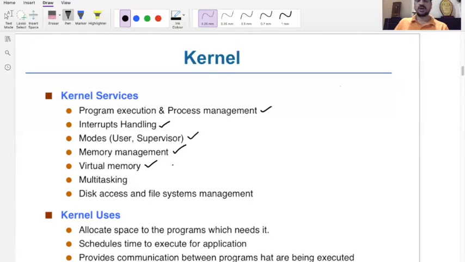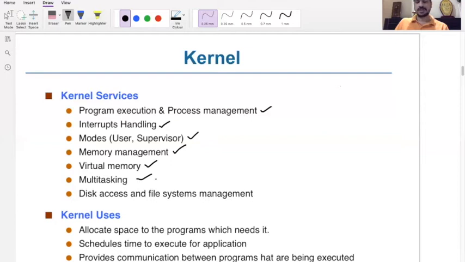So we don't have to put the whole program into the RAM. Instead, we'll put the portion of the program which is required right now. That concept is called virtual memory. It means the user will feel that there is enough memory for the program to run. Then there is the concept of multitasking. That is a part of process management, that is, how multiple processes will be managed and multiple tasks would be done.